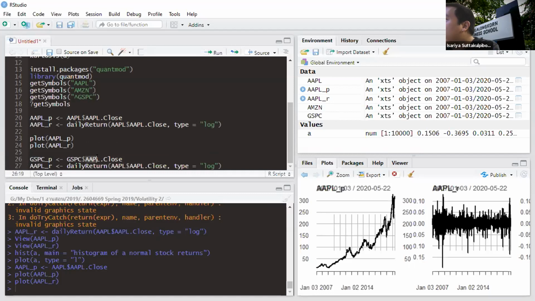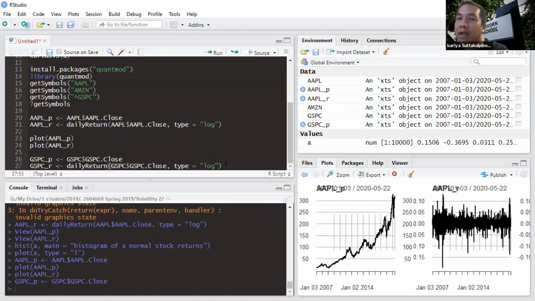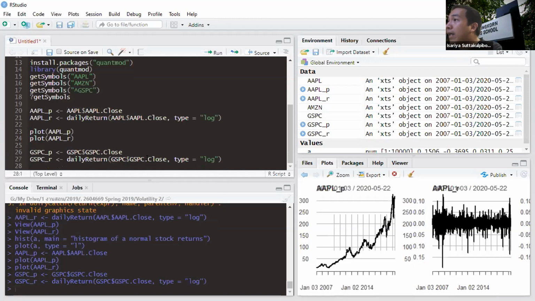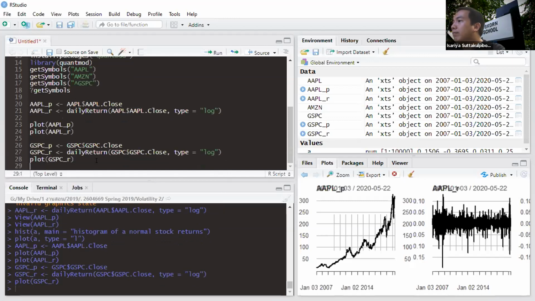GSPC. I can do Control F too, but I want to do it slower so you can follow along. Okay, so here on line number 26 I want to obtain a series of the S&P 500, and on line number 27, I want to calculate the stock index change, the daily returns for the S&P 500. And I can plot GSPC underscore R. There you go.